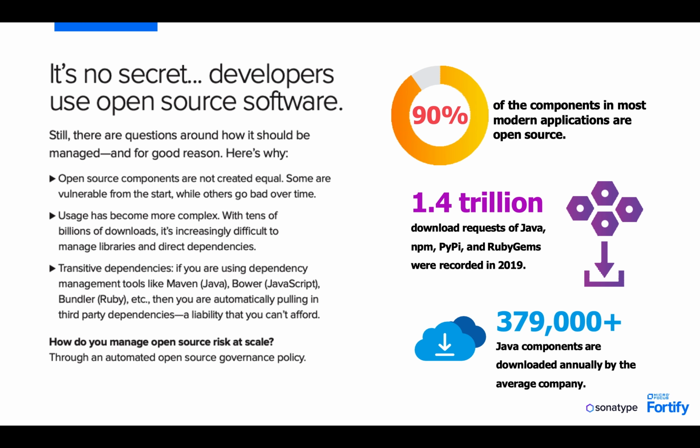I know even my own product, I build a software security center web application. It's about 175,000 lines of actual custom code and probably 1.4 million-ish lines of code when you count in the open source components. 1.4 trillion requests across these various technology stacks, almost 400,000 Java components downloaded annually by a single company, right? The volume of open source components that we are leveraging today has obviously exploded, right?